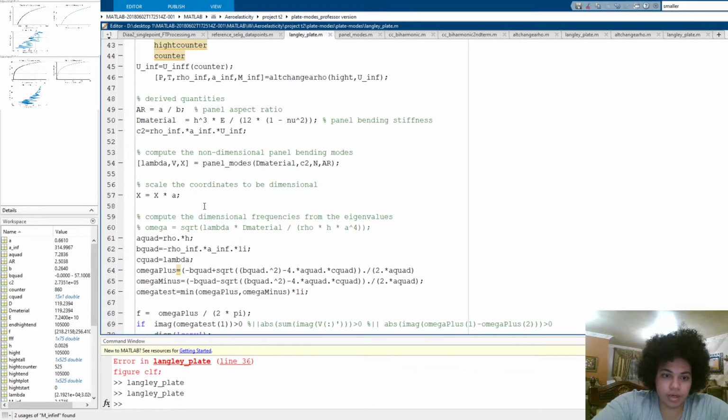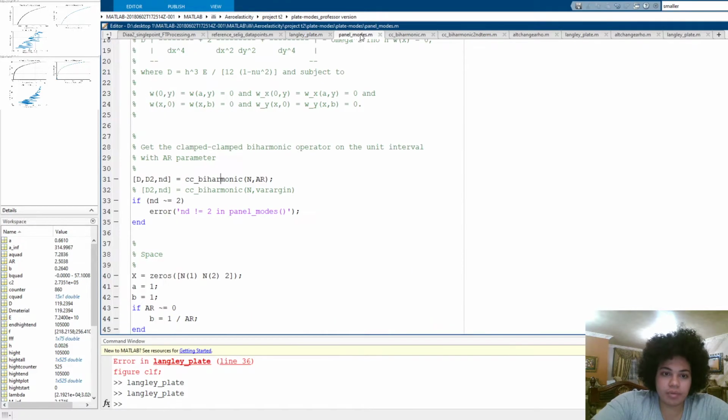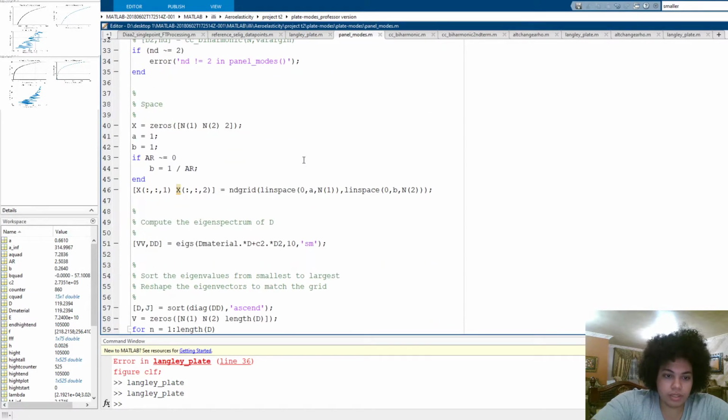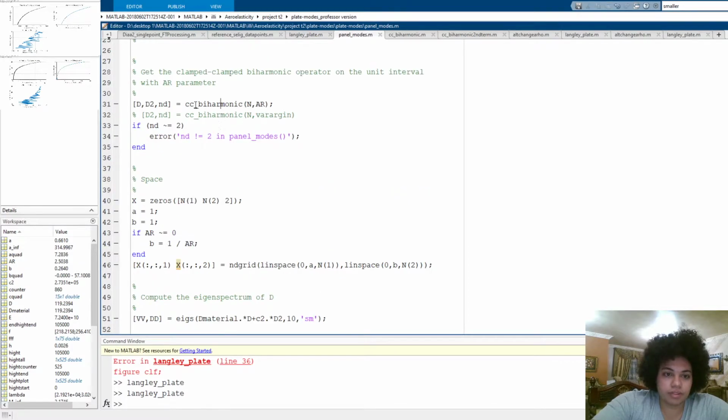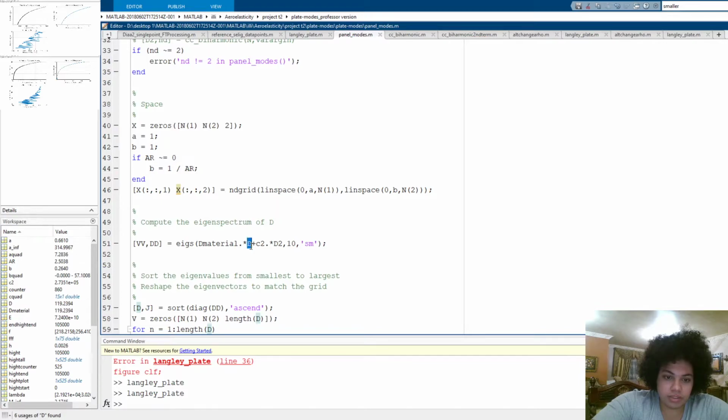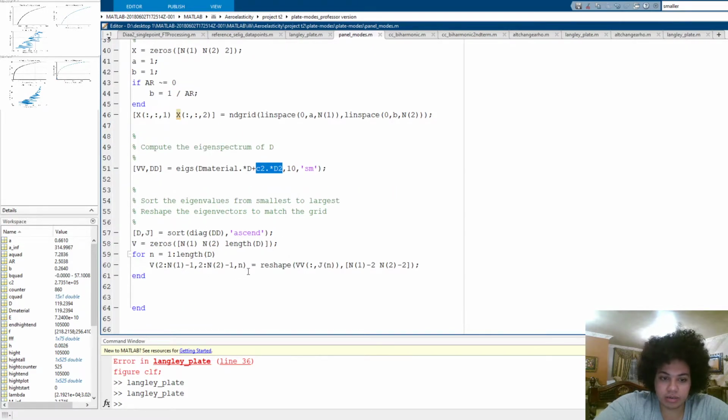Okay, so how do we get the eigenvalue and eigenvector? We use a function called panel modes. Panel modes only gets the eigenvalue and the eigenvector using a biharmonic function. It builds two matrices, which we'll discuss now, and then using these matrices multiplied by coefficients, we solve the spatial part, which is the Laplacian, second order Laplacian, the original biharmonic, and the first order spatial term from the aerodynamic piston theory. We then get the eigenvalues and eigenvectors and arrange them in ascending order.